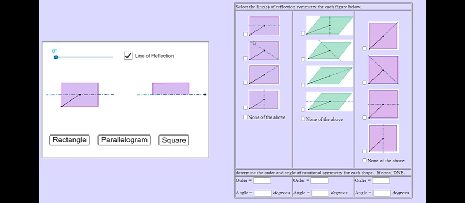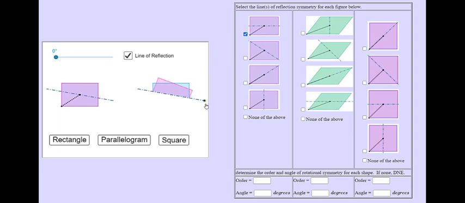The first one we have in our question is the horizontal line across. And as you can see, it folds completely over itself. So if I turn a little bit, it doesn't match up. But if I do my line horizontally, it works. So that is a line of reflection.